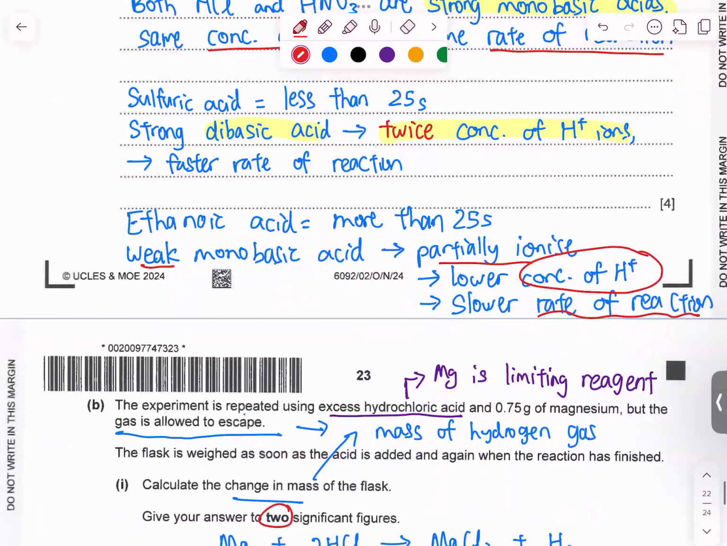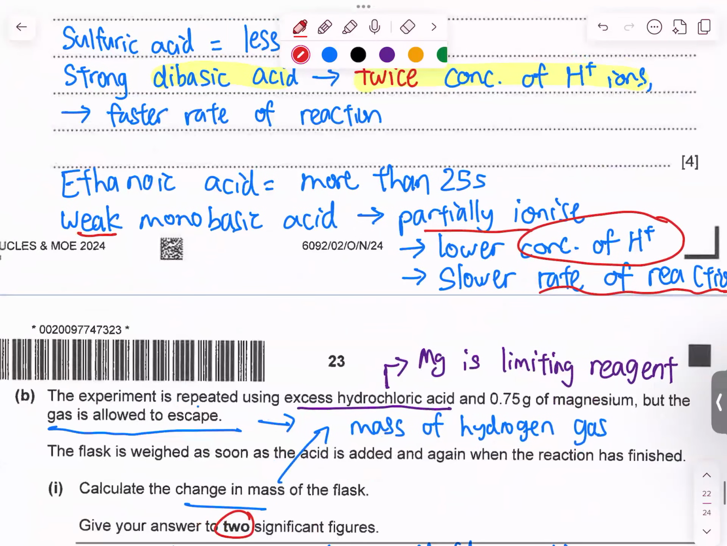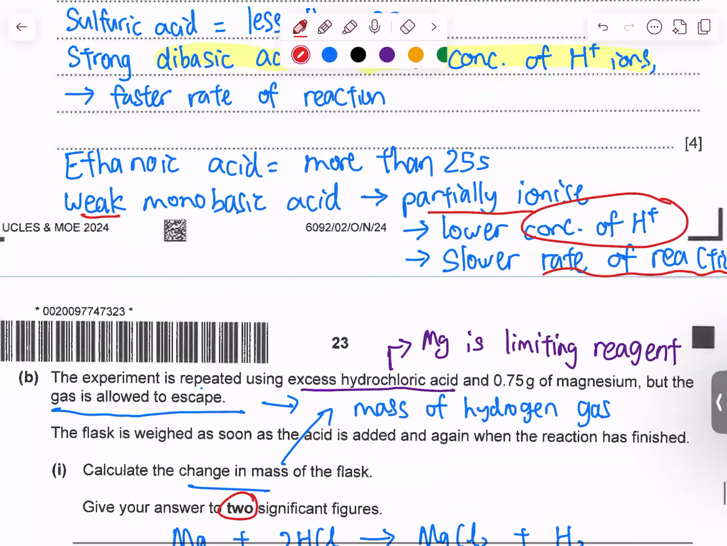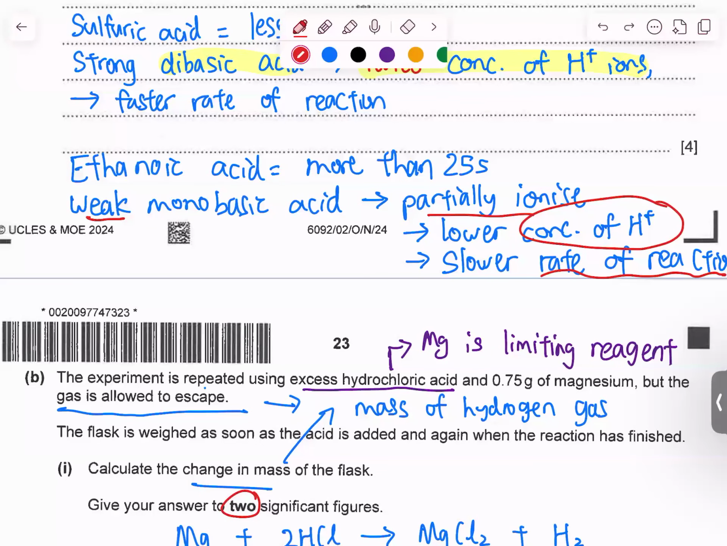Okay? Then the experiment is repeated, but they change the condition. Now the gas can escape. Previously, the gas cannot escape. Now the gas can escape. Right? The flask is weighed as soon as the acid is added, and again when the reaction is finished. And then there's a change in mass of the flask. Now the change in mass is due to what?